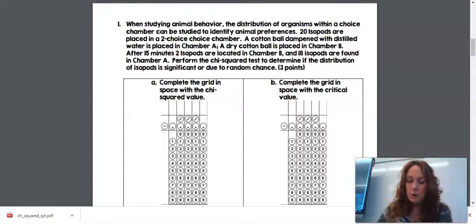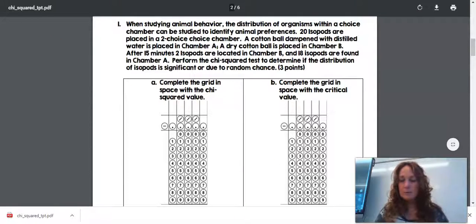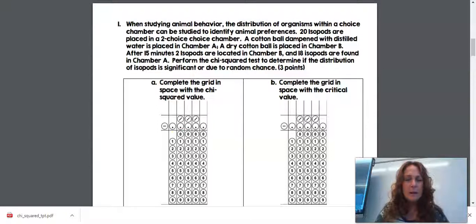All right, so it's going to look, let me move this over here. And there's how many? 15 minutes, 2 are located in chamber B, which is the dry, and 18 in A. All right, so this is how we would set this up.